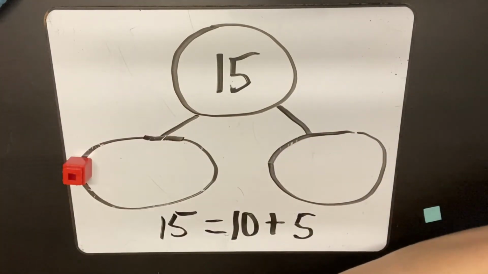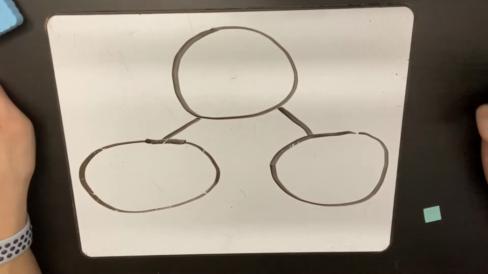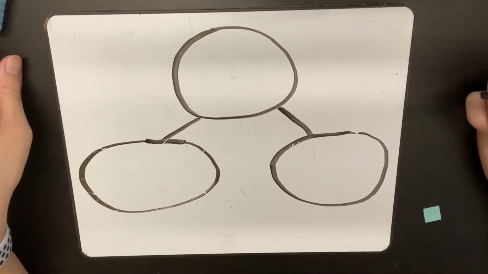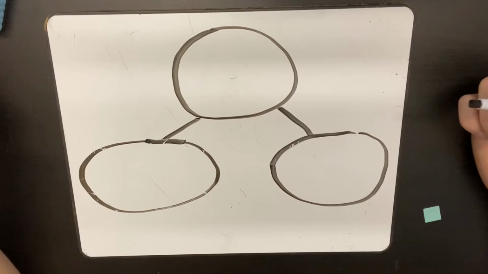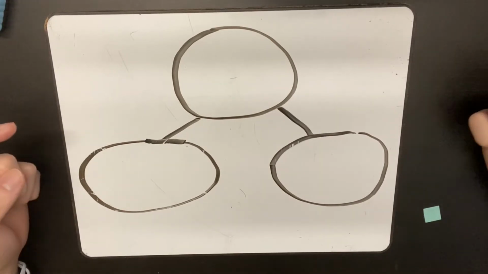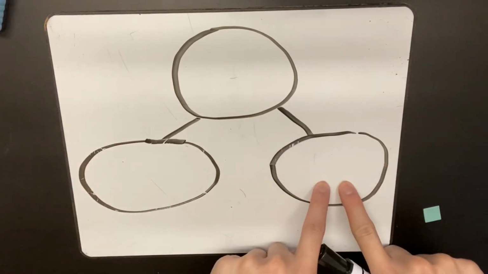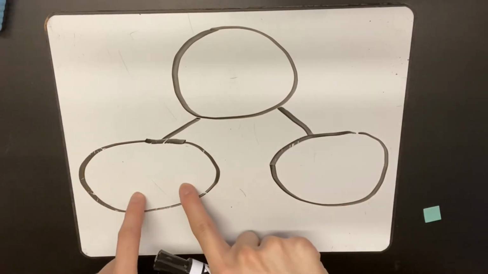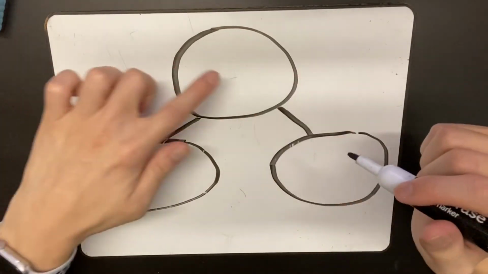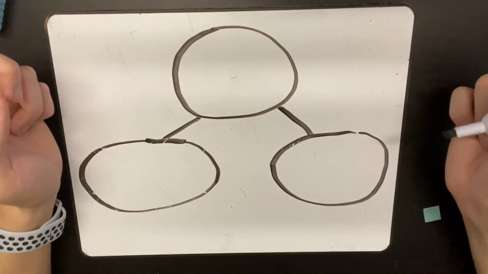We're going to do one more together. This time, we're going to start off by writing the number 19 as the whole. As the what? As the whole. Would I write the number 19 here? No. Here? No. Here? Yeah. Why right here? Because it is the whole.